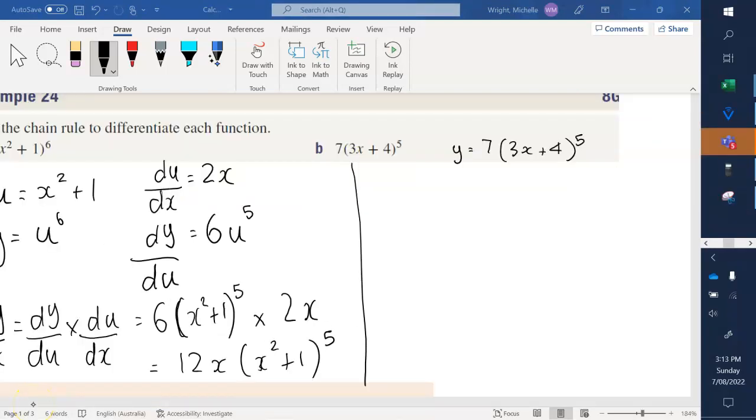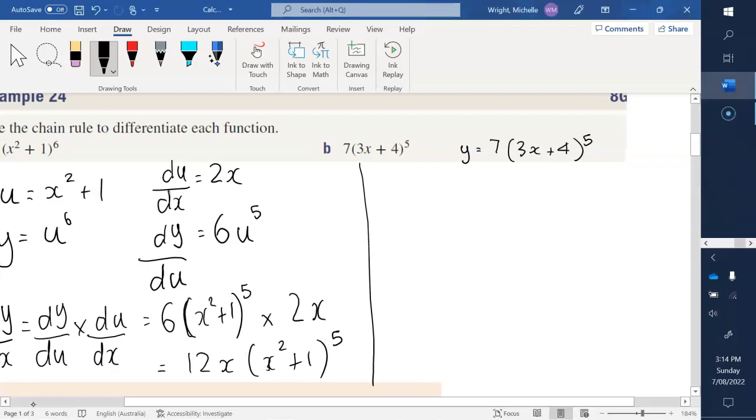Okay, so let's look at the second question here. We're going to use the chain rule to differentiate 7 lots of (3x plus 4) to the power of 5. Again, it's a little more complicated, because we've got a function inside another function. So the chain rule is the best way to do it. I've rewritten this as y equals 7(3x plus 4)^5, and we want to find dy/dx.